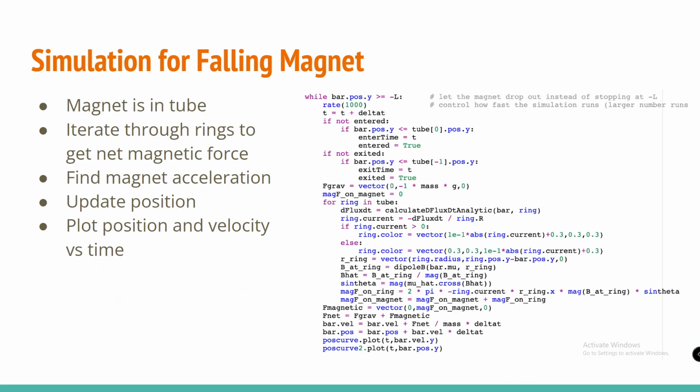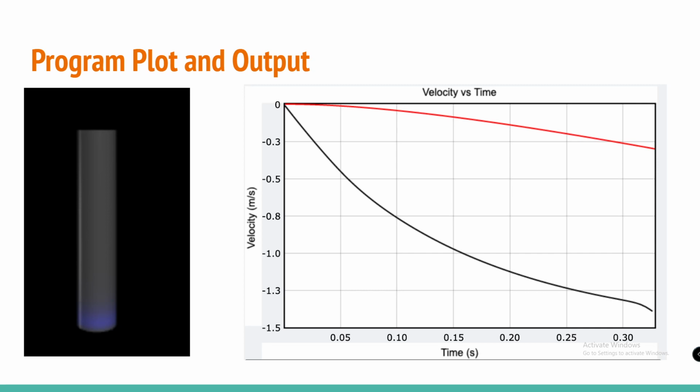The GlowScript portion of the code is just that the magnet is in the tube, and when it is in the tube, you iterate through the rings to get the net magnetic force, and then you also find the magnet's acceleration and update the position through that. And then we also plotted position versus time and velocity versus time charts. So in the program's output in the black picture, the blue starts at the top and falls its way down, and as it does, it creates this velocity-time graph and position-time graph.